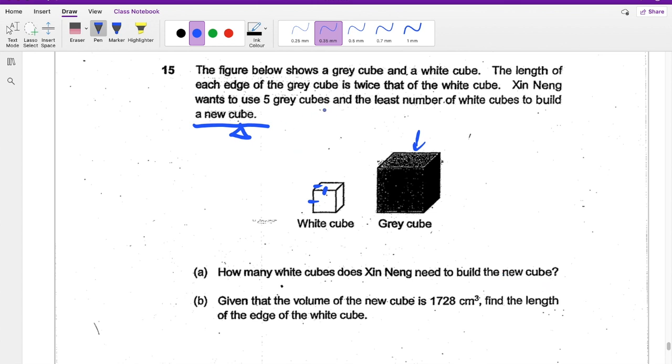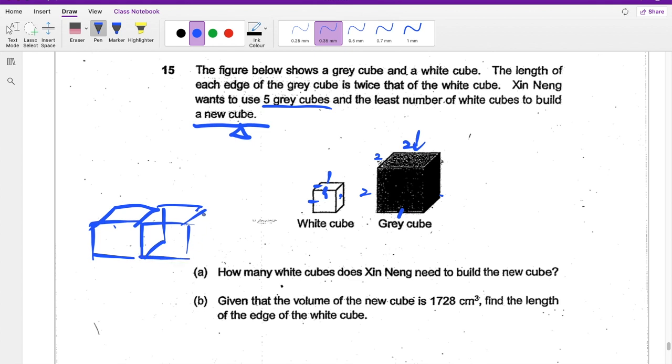Well, he says 5 gray cubes, right? So consider this one is 1, 1, 1, then the gray cube's side is 2, 2, 2. Here, we want to find how many cubes he needs to build a new cube. Firstly, for example, we can draw it. If there are 5 gray cubes, then at least there are 4 cubes here. Four cubes, so we see that the side here becomes 4.